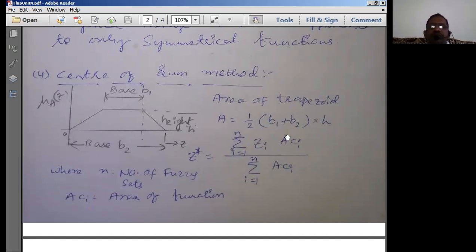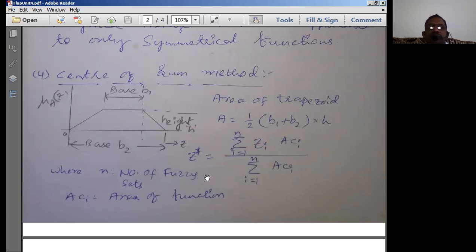So in this method, what is the formula which we are going to use to find out the crisp data? Z star is equal to sigma of Zi into Ai by sigma of Ai. So what is Ai? It is nothing but the area of the fuzzy set under consideration. Zi is going to be the value of the element at the ith value of the fuzzy set.